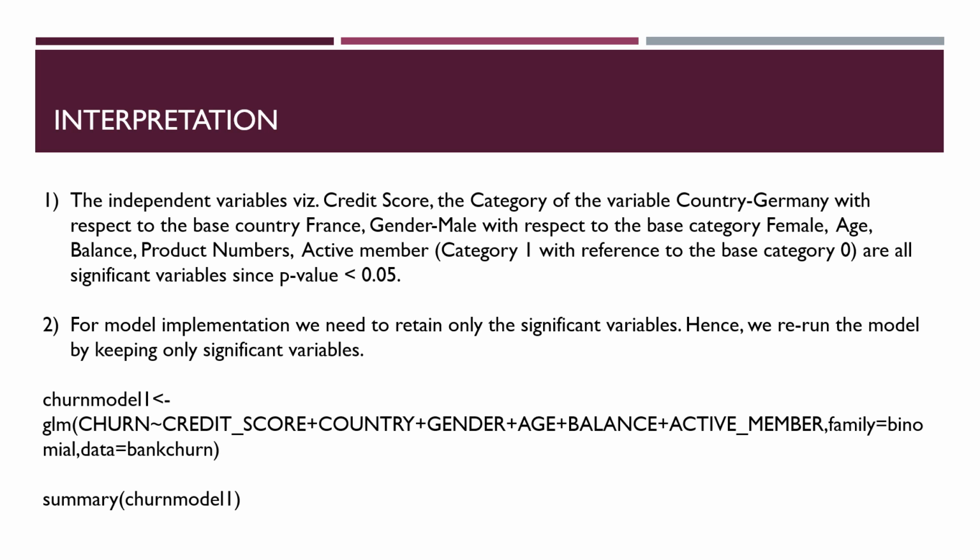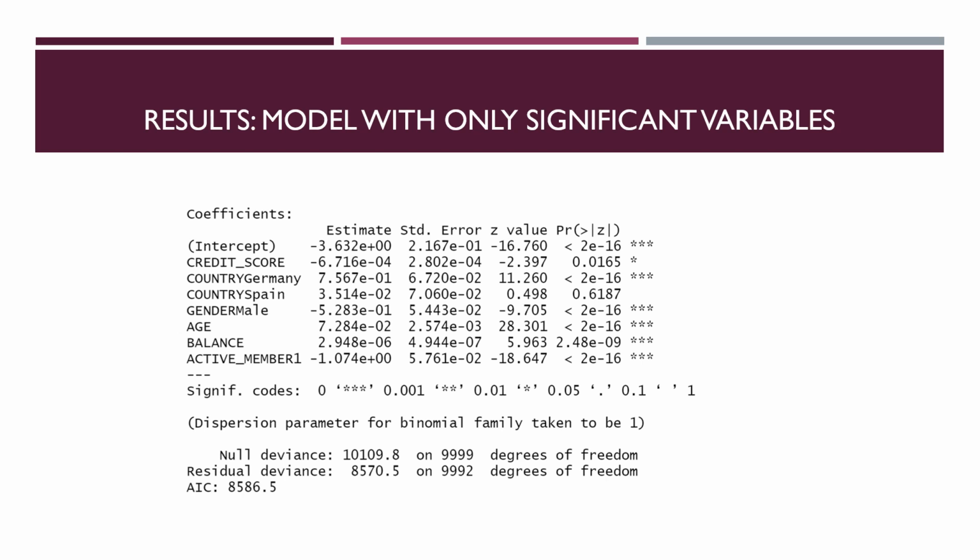The churn model 1 is now the new object that we are defining, wherein we again specify the GLM function, wherein we retain only the significant variables and the rest of the arguments as they are. Summary of this new object, churn model 1, is then checked. These are the results of the model with only the significant variables. So basically, this is the output for the revised model.